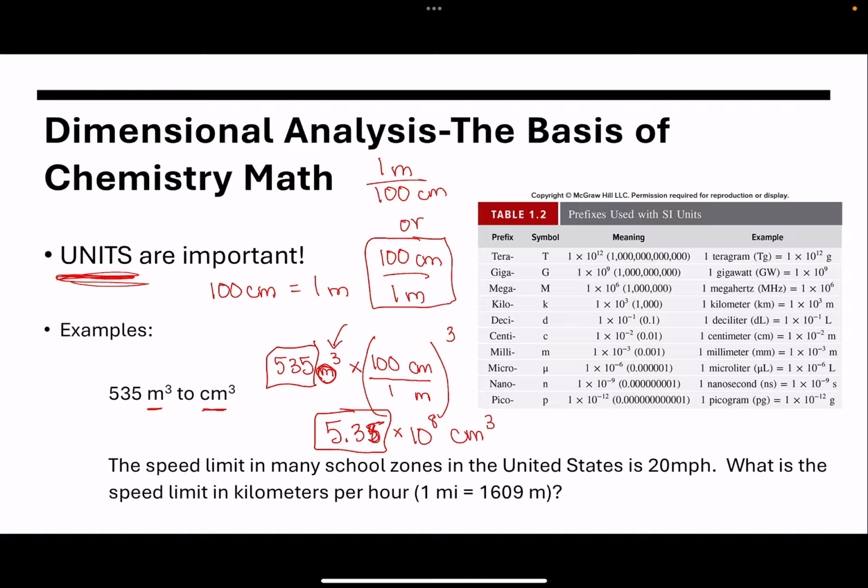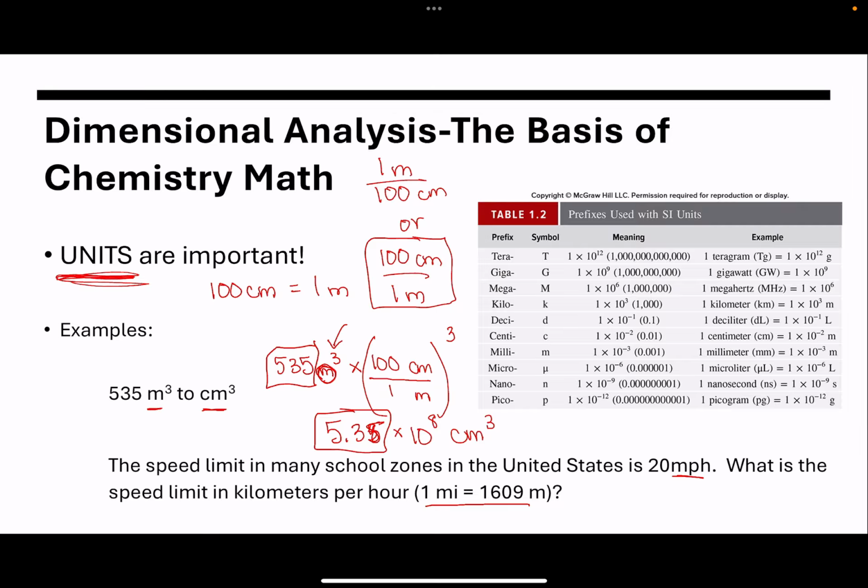The speed limit in many school zones in the United States is 20 miles per hour. What is the speed limit in kilometers per hour? And we have here our simple conversion. 1 mile equals 1,609 meters. So let's take this problem and set it up.